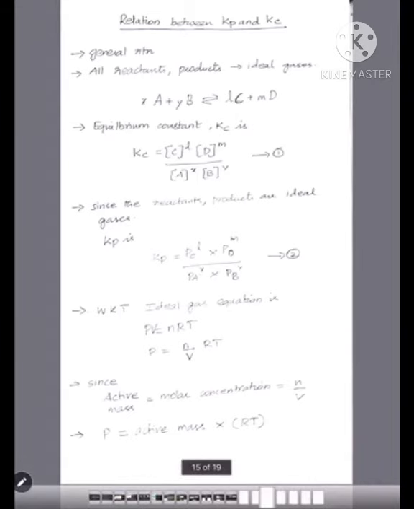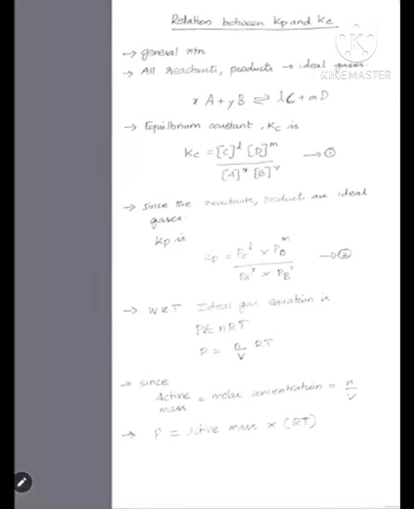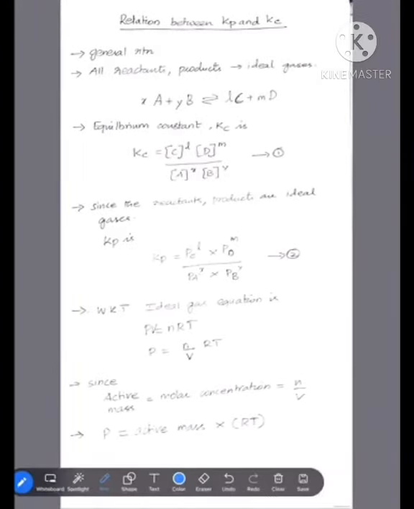Next, we'll see the relationship between Kc and Kp, that is, the relation between the equilibrium constant in terms of partial pressures and the equilibrium constant in terms of concentrations. For this, you have to consider a general reaction where all the reactants and products are ideal gases. Getting an ideal gas in real life is very difficult; it's just a hypothetical situation. So, writing a reversible reaction xA plus yB giving lC plus mD.